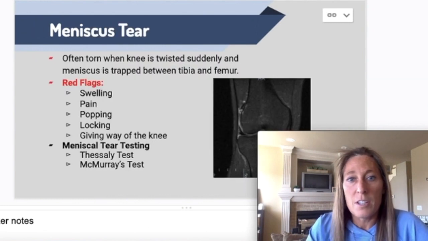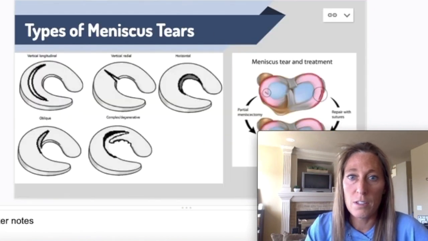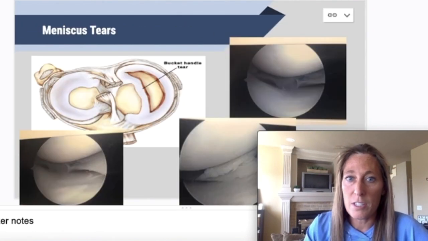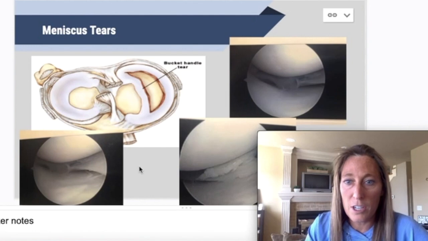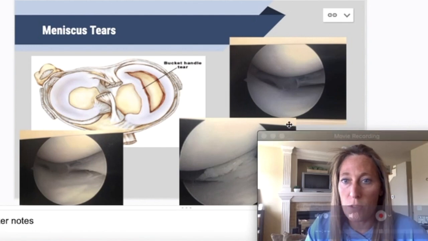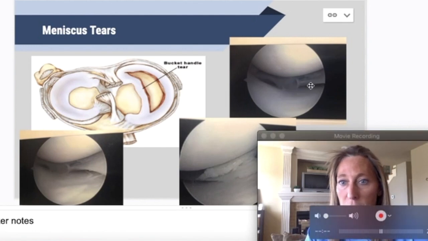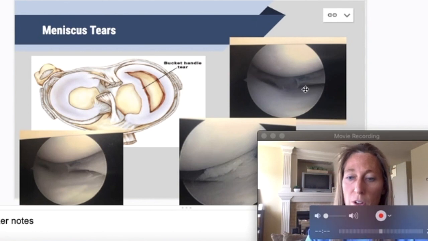Meniscus tear. There are red flags: swelling, pain, popping, locking. There's 2 different tests we talked about yesterday. The Thessaly test and the McMurray test are both tests for torn meniscus. Different types of meniscus tears. I have some pictures. This is a bucket handle tear. This is from a scope, what a meniscus tear would look like. This is a shredded meniscus right here. And here's the meniscus here, should be smooth along there as well.